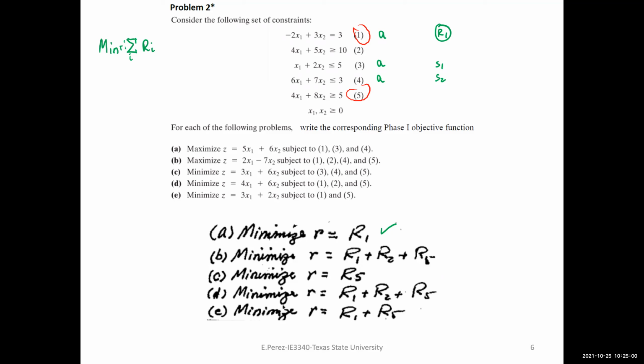So if we look at those three constraints only, we will need only an artificial variable for one of the constraints, which is the equality. So we only have to minimize the summation of the Ri's, since we only have one artificial variable, is the minimization of that, only that artificial variable.